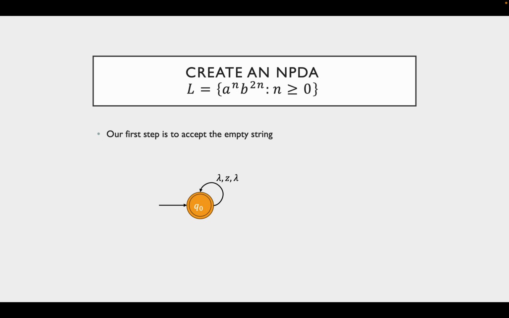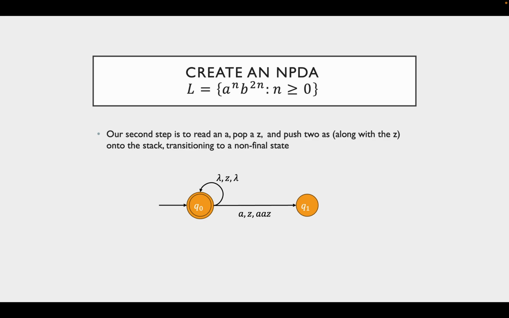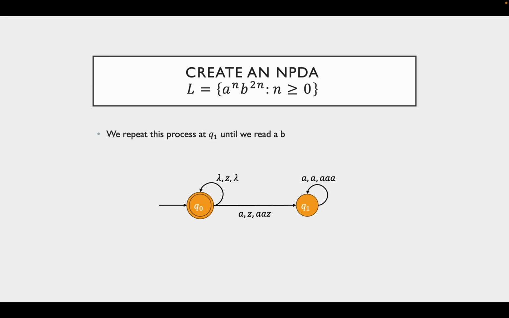So we're going to make Q0 our start state as well as our final state. So now we transition. If we read nothing, that is the empty string, we pop our Z, our start symbol, off of the stack, and we push nothing. Then we can accept. Our second step is if we actually read something, and we read an A, we're going to pop a Z, and then we're going to push two A's along with the Z onto the stack, transitioning to a non-final state because we haven't read any B's.